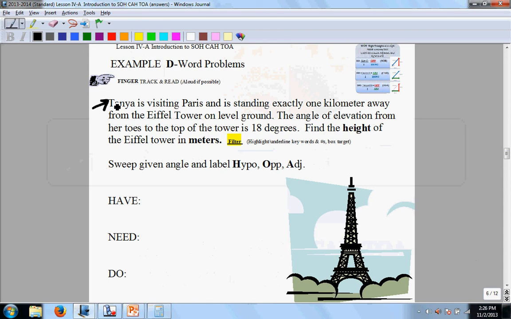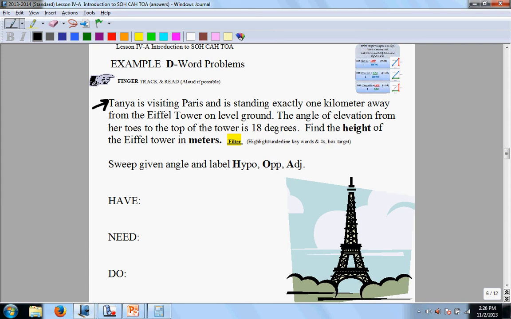As I read, you do this right now. Put your finger on your paper. You track it as I read. Tanya is visiting Paris and is standing exactly 1 kilometer away from the Eiffel Tower on level ground. The angle of elevation from her toes to the top of the tower is 18 degrees. Find the height of the Eiffel Tower in meters.